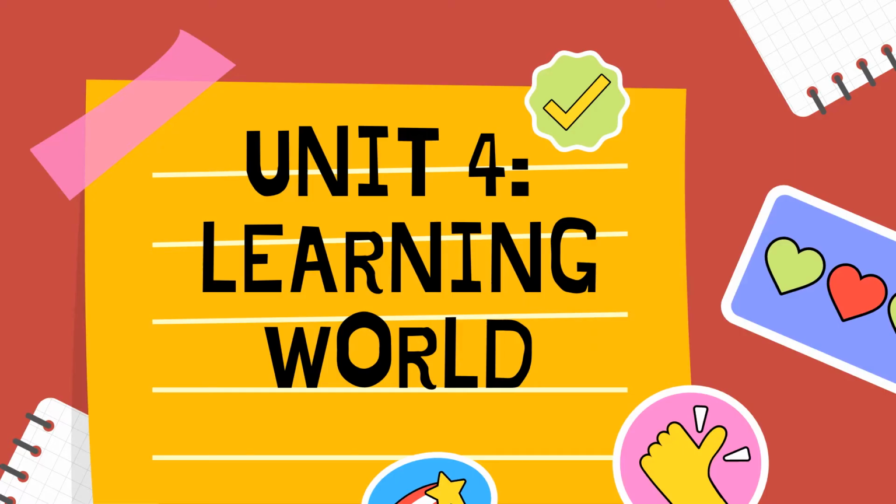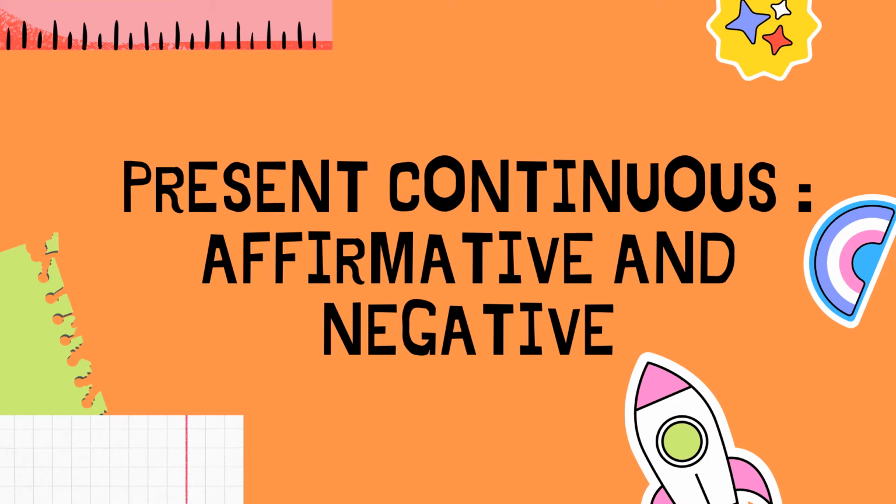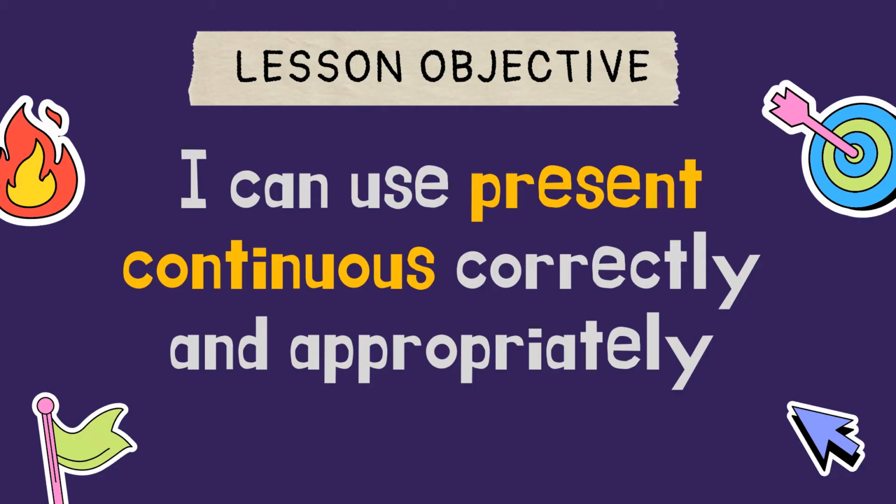Today we are going to continue our lesson on Unit 4, Learning World. Our topic is present continuous, affirmative and negative. Our lesson objective for today is: I can use present continuous correctly and appropriately.